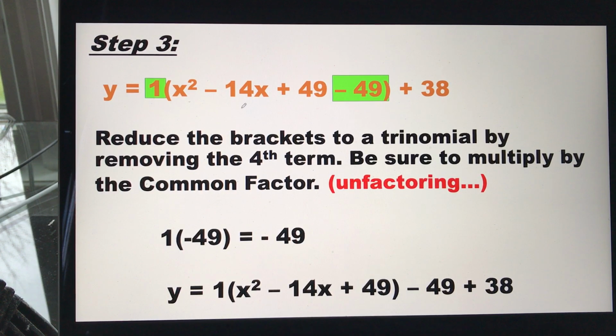So for step 3, I need to reduce the brackets to a trinomial so I can factor it. So I need this to be written just those three terms. So I have to just take this negative 49 and pull it out of the bracket. And when I do that, this negative 49 comes out. I have to multiply it by the 1 out front. So 1 times negative 49 is obviously negative 49. So in this case, I just write the negative 49 outside of the bracket.